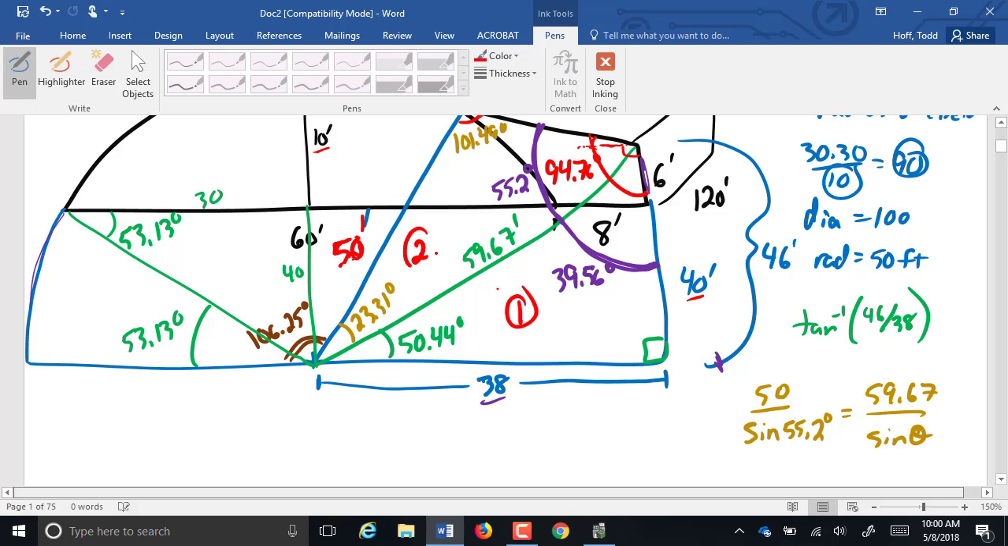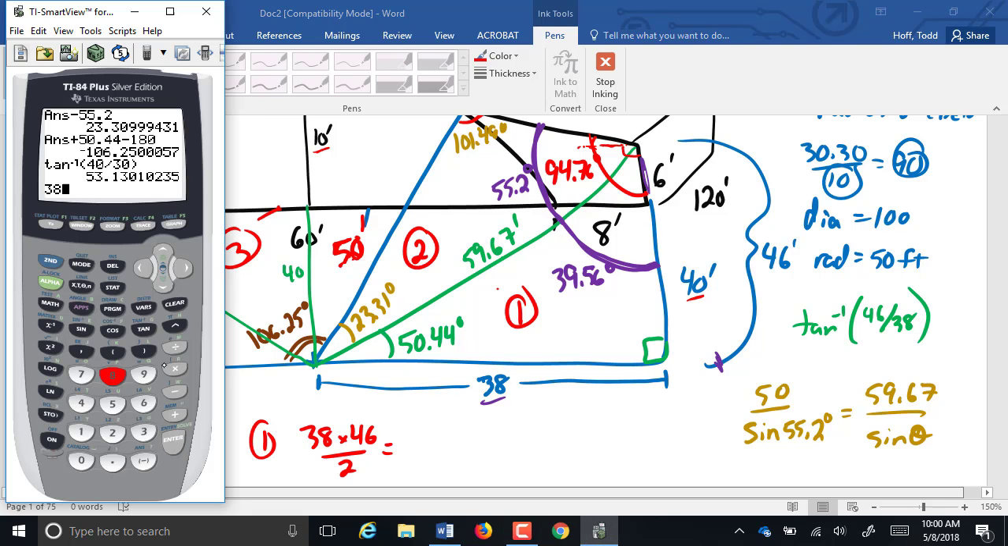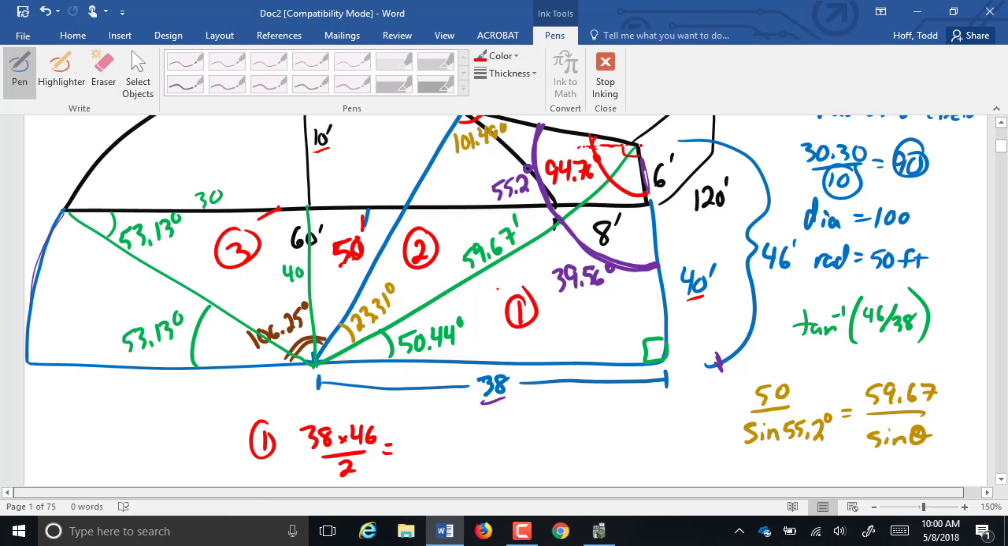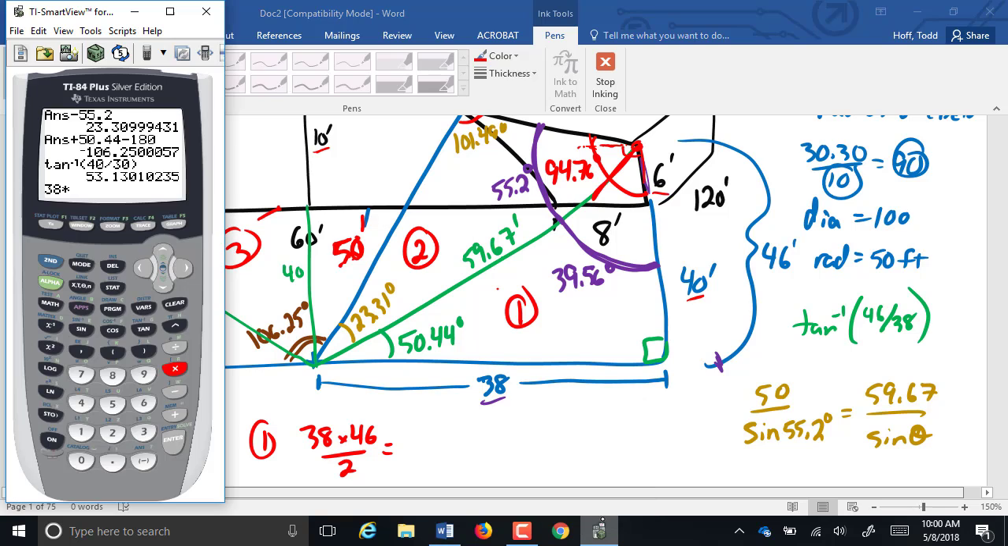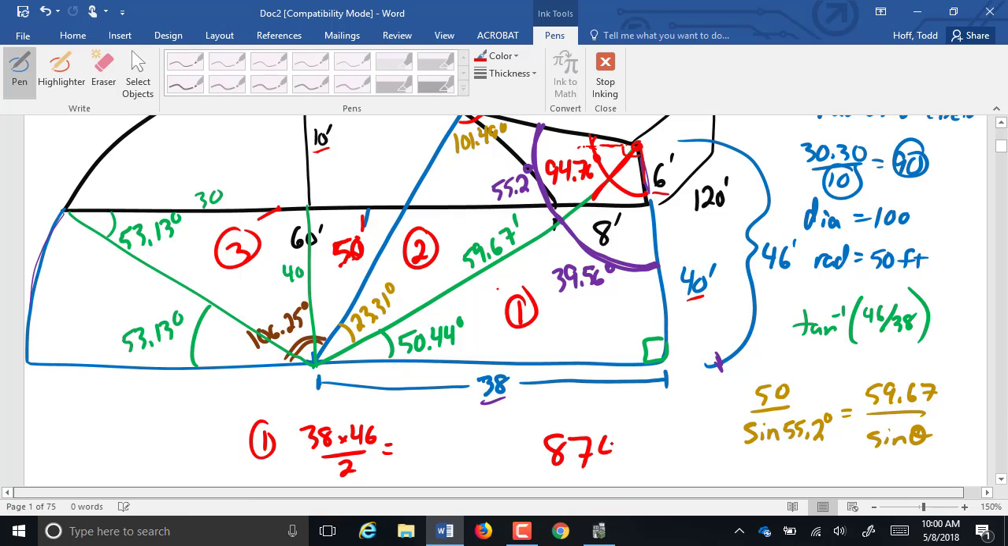Piece 1, 2, and 3 is this whole area out here. Piece 1 has an area of just 38 by 46 divided by 2. 46 goes all the way up to here. 874. Yep. That's 874 square feet.